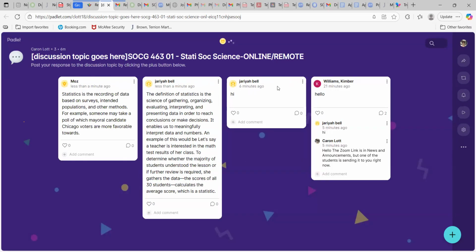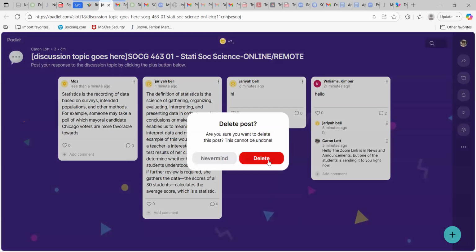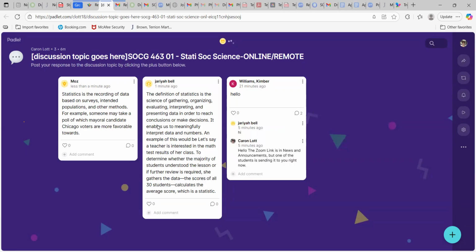All right, I'm gonna delete this one since nothing else is on it, Jariah. Okay, Maud said statistics is the recording of data both based on surveys, intended populations, and other methods. For example, someone may take a poll of which mayoral candidate Chicago voters are more favorable towards. Okay, very good.